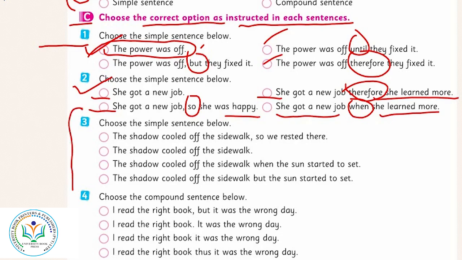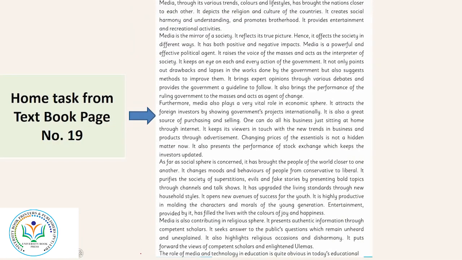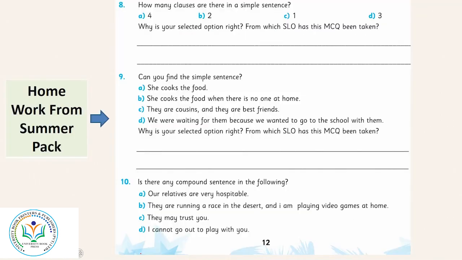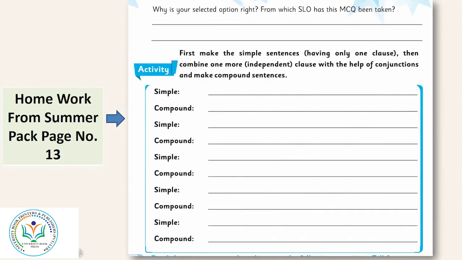The third and fourth ones, I want you to do yourself. This is your home task from the textbook, page number 19. You have to identify the compound and simple sentences and write them in abbreviation form when you identify them. This is the page from unit number 2. This is your homework from the summer pack, page number 12. This is also your homework from the summer pack, page number 13. And we have an activity on simple and compound sentences.